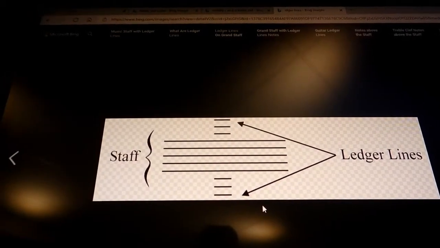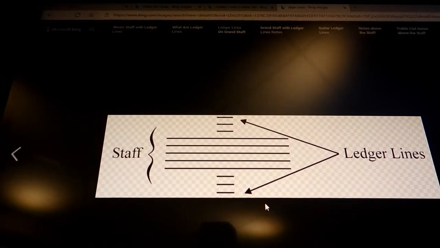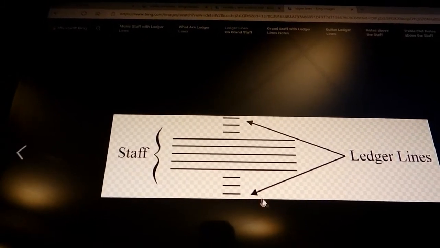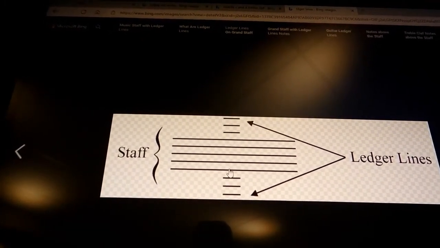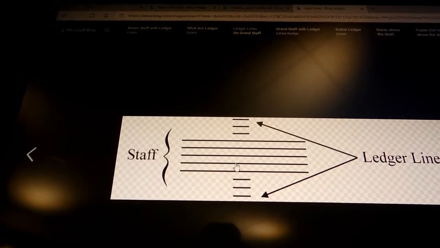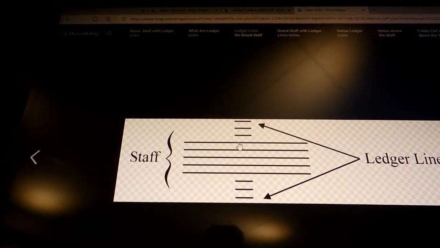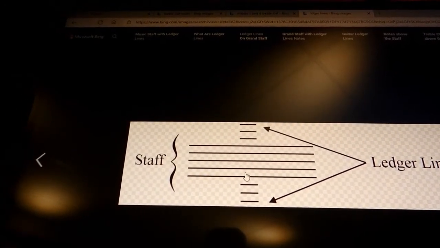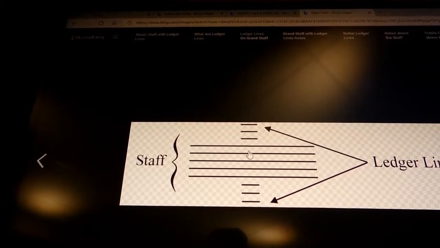Hey there, welcome back. Today we're going to talk about notes on the treble clef staff. But before we do that, let's just review. You remember on a staff you have 5 lines. There's the first line, the second line, third line, fourth line, and fifth line. And you have 4 spaces. There's the first space, second space, third space, and fourth space.